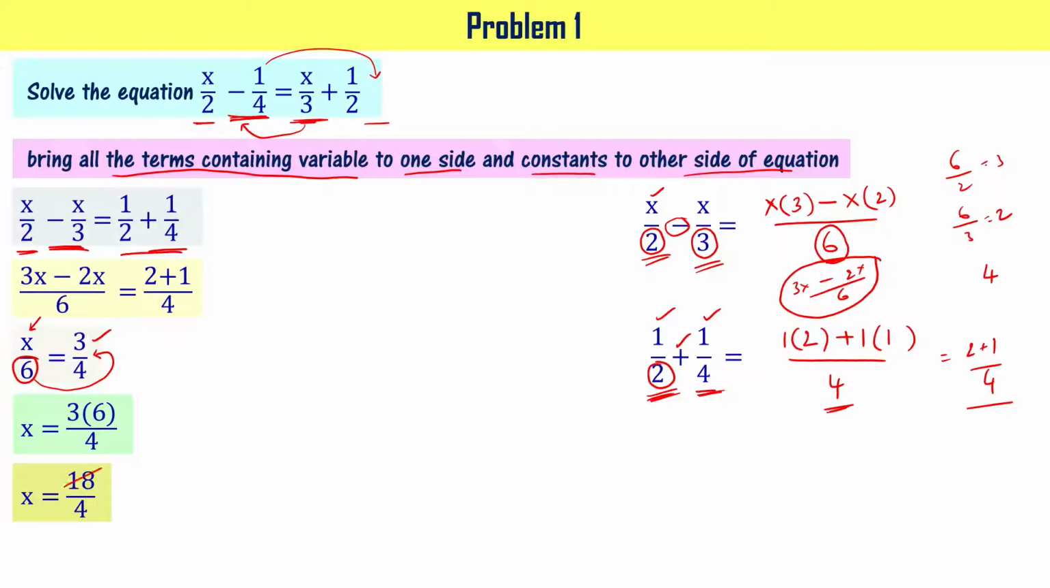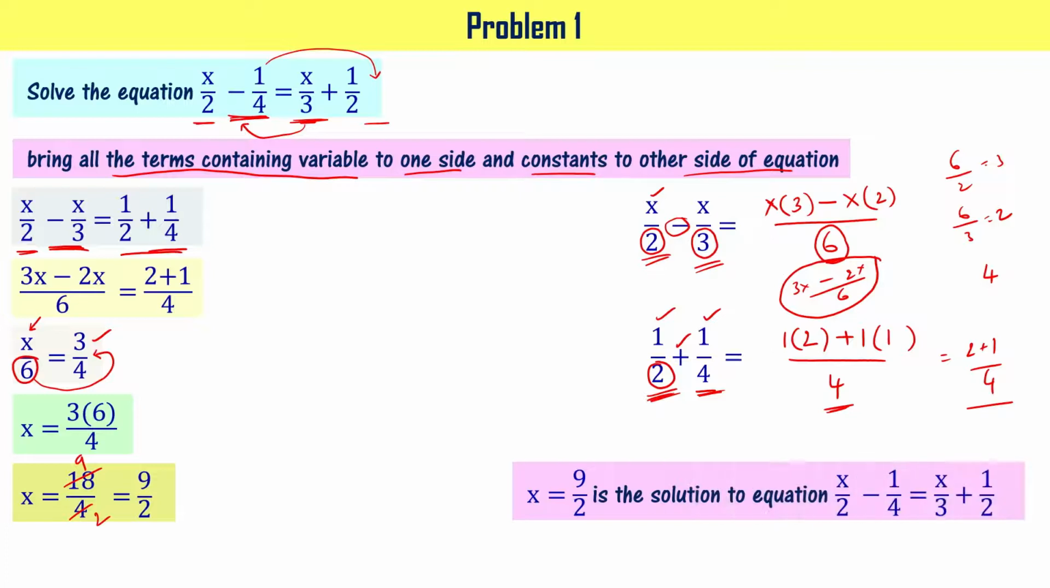You know that 2 can divide both, right? That's why x equal to 9 by 2. x equal to 9 by 2 is the solution to the given equation x by 2 minus 1 by 4 equal to x by 3 plus 1 by 2. Understood?